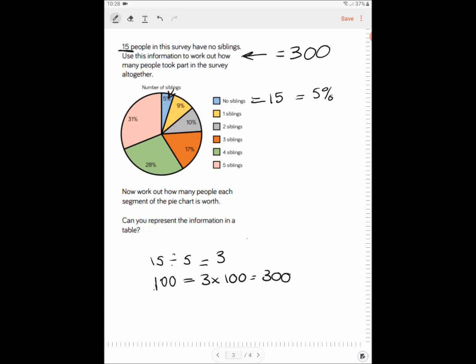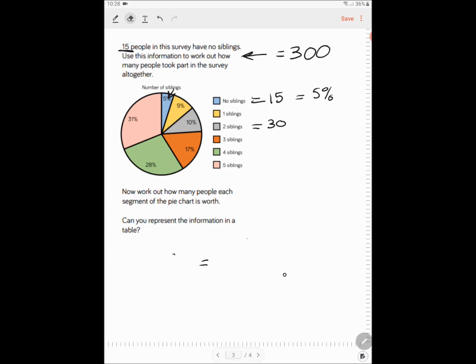Now we're going to use that information because the next question says, now work out how many people each segment of the pie is worth. Okay, so there are some straightforward ones. 5%, if I double it, I can get my 10%. That's nice and easy. So I'm just going to double that. So my 10% is the grey one. So 10% is 2 lots of 15. So it's going to be 30. That is nice and straightforward.